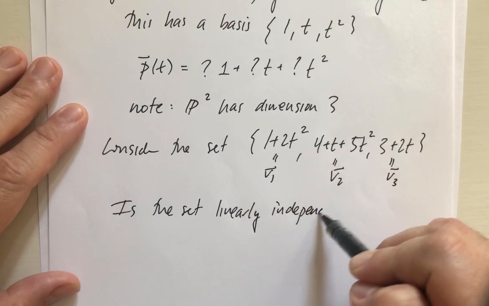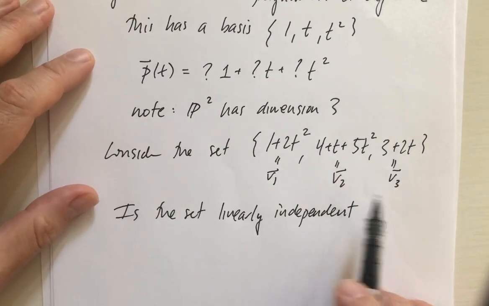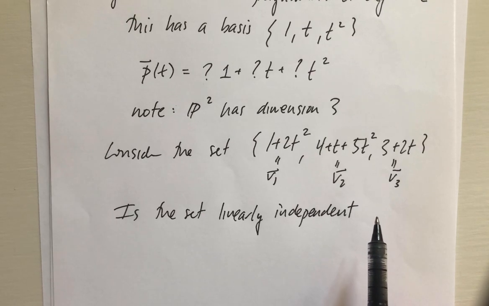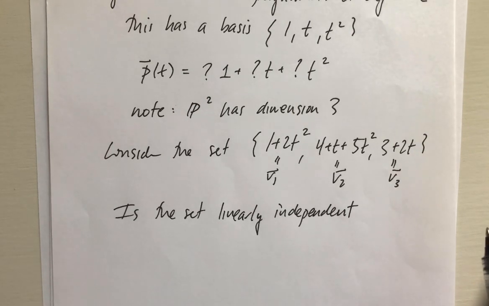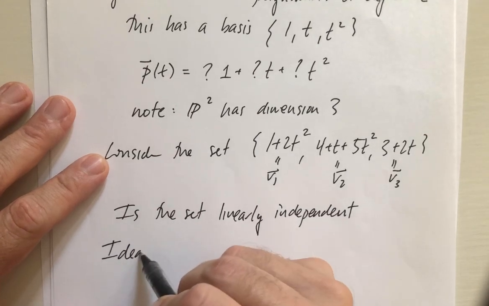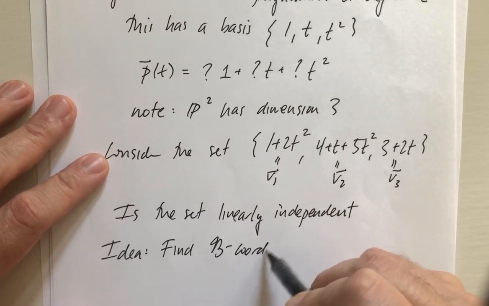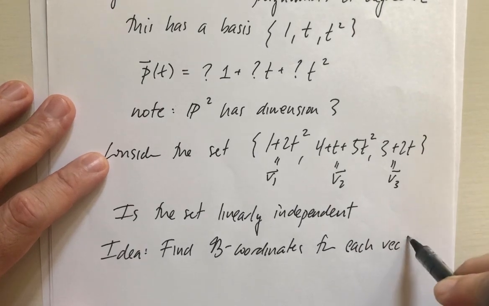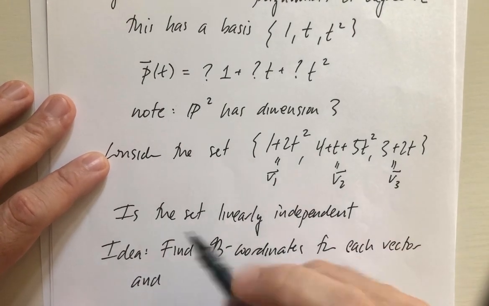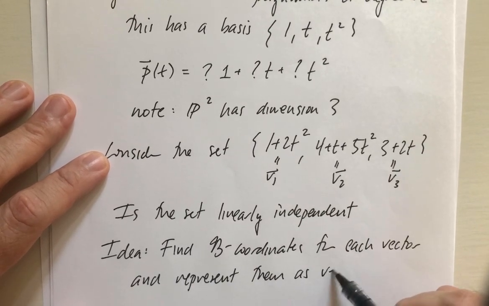Okay, so this is kind of weird because now we don't have vectors in R-whatever to deal with. We can't just make a matrix out of them, okay? So what we're going to do is think about these b coordinates and represent them as vectors in R3. So the idea is to find the B coordinates for each vector, and use this to represent them as vectors in R3.